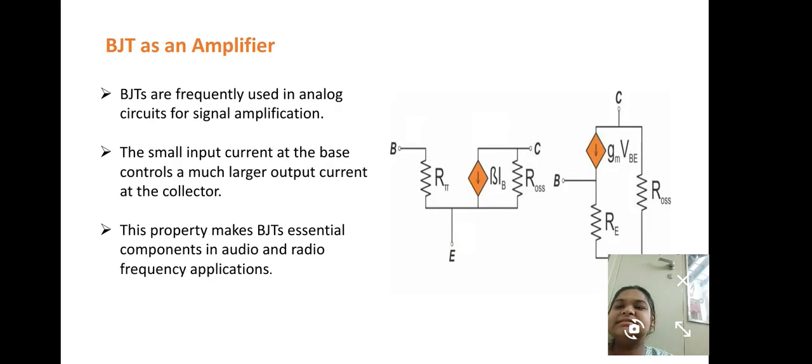BJT as an amplifier. BJTs are frequently used in analog circuits for signal amplification. The small input current at the base controls a much larger output current at the collector. This property makes BJTs essential components in audio and radio frequency applications.